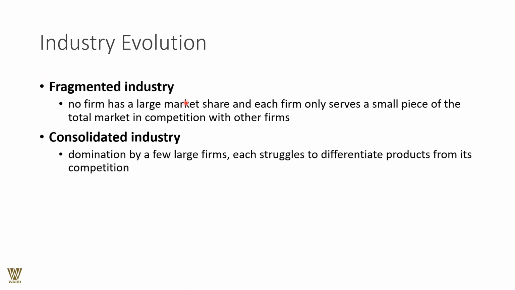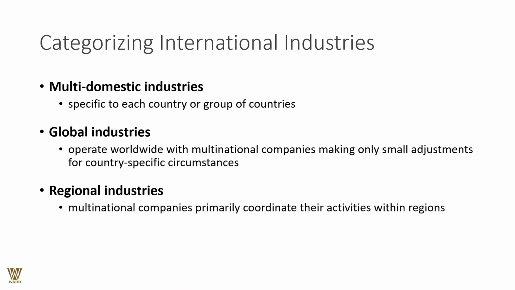So yes, the industry can be fragmented, or it can be working in unison, in consolidation, wherein a few dominant players are telling the industry where to go and how to go. Then for international industries, multi-domestic industries are multiple domestic industries specific to each country or group of countries. Global industries operate worldwide, with multinational companies making only small adjustments for country-specific circumstances. This is exactly what we are looking at.